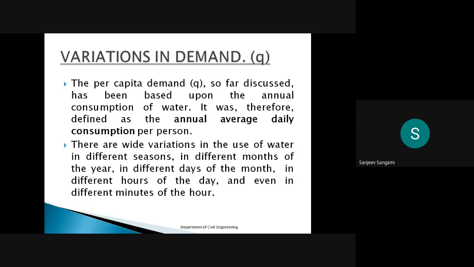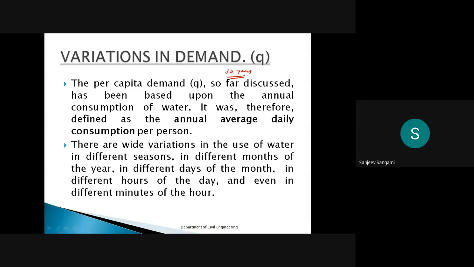How exactly does the variation per day happen? The per capita demand discussed so far has been based upon the annual consumption of water. What we have discussed is the annual consumption of water, so it was defined as the annual average daily consumption per person. You can also discuss it in another way: per day, how much it happens, then per year, how much. For the design period of 30 years, I already said that your water treatment facilities or water supply distribution network are designed for 30 years. Then each year, how much each person is going to consume.